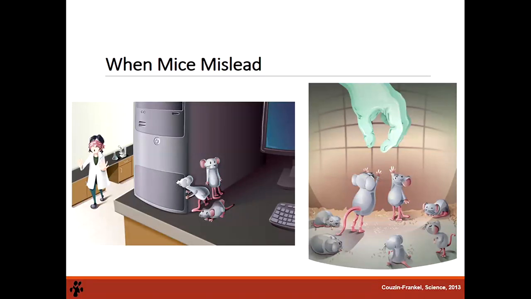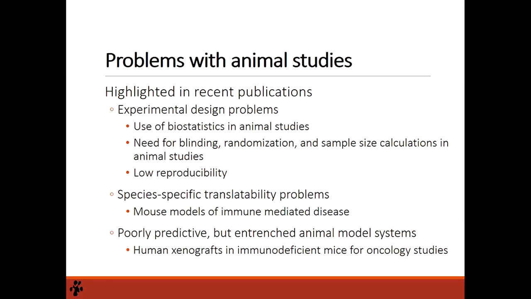And all of us who read the literature are aware of the criticism that our in vivo models have sustained over the last several years in terms of how our studies are not reproducible from lab to lab, and often the incriminating feature to that is the use of these animal model systems. So what are the problems that have been described for animal studies? Certainly the experimental design problems.